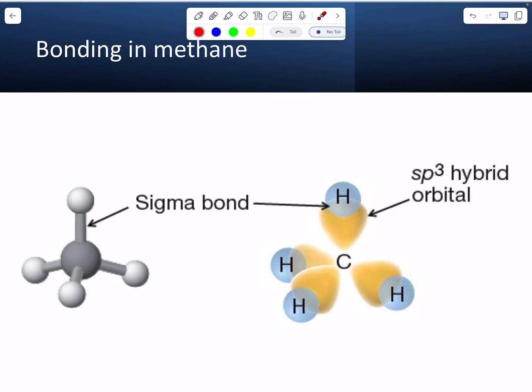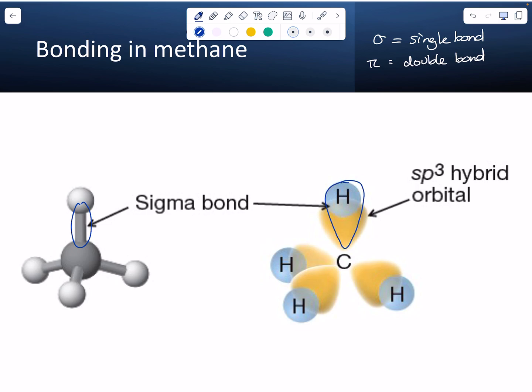All right, so now we're going to talk about sigma and pi bonds. Sigma bonds are what we would think of as single bonds. Pi bonds are double bonds. So a sigma bond is a single bond, and a pi bond is a double bond. When we look at our methane molecule, we have single bonds, and a single bond, again, is an sp3 hybrid orbital, between an atom with s electrons and one with s and p electrons.